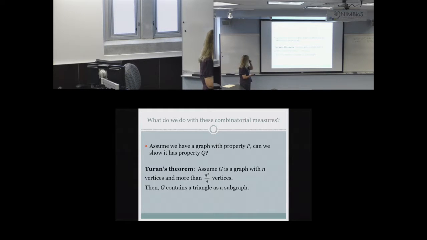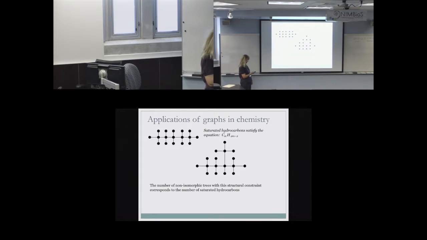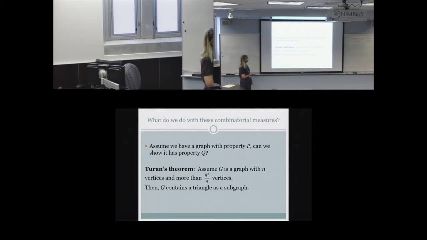Now, what do we do with these combinatorial measures? We usually don't find them, because like I say, they're intractable. We're not usually saying, what is this number, what is that number? Typically in combinatorial graph theory, it is mathematics, so you say, suppose we have a graph, it has property P. You want to show that that's sufficient to say it has property Q.